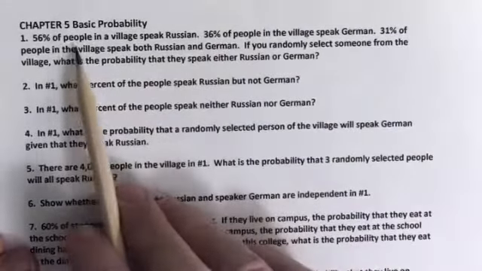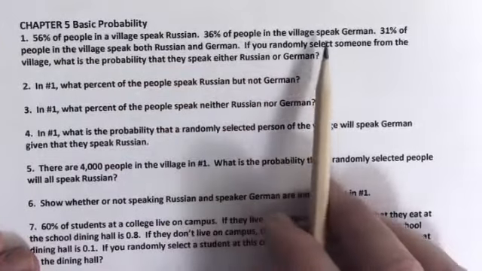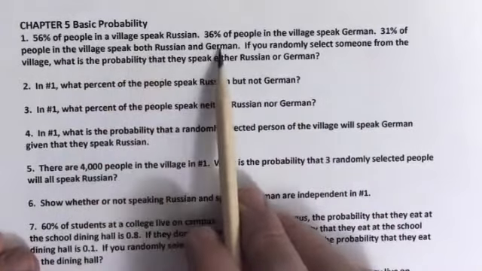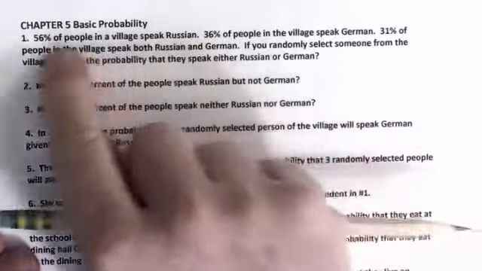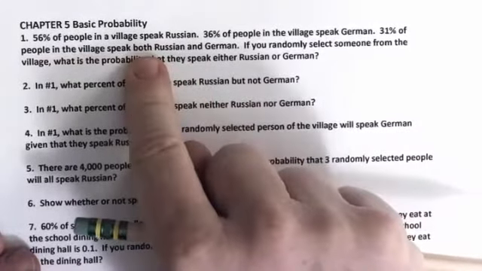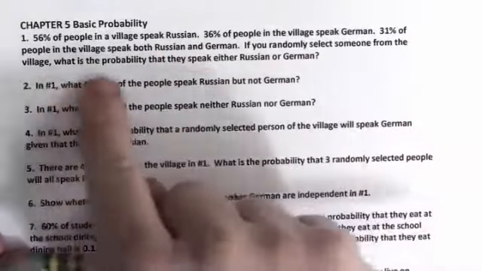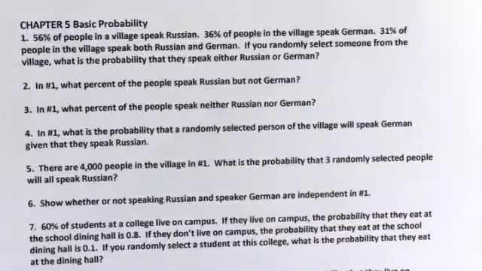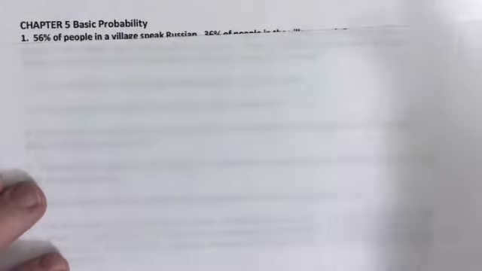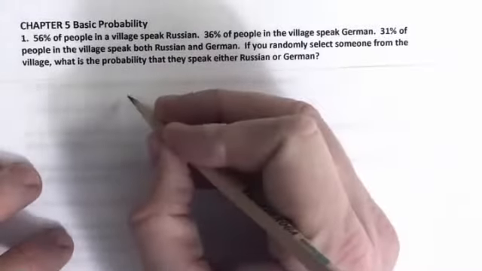This one says 56% of people in a village speak Russian, 36% of people in the village speak German, 31% of the people in the village speak both Russian and German. So it's giving you the probability of the one thing, the probability of the other, the probability of both. And whenever that happens, there's a really good chance the Venn diagram is the way to go. If you randomly select someone from the village, what's the probability they speak Russian or German? We'll make a Venn diagram out of this, and it will allow us to answer a number of questions, and it's considered showing your work.